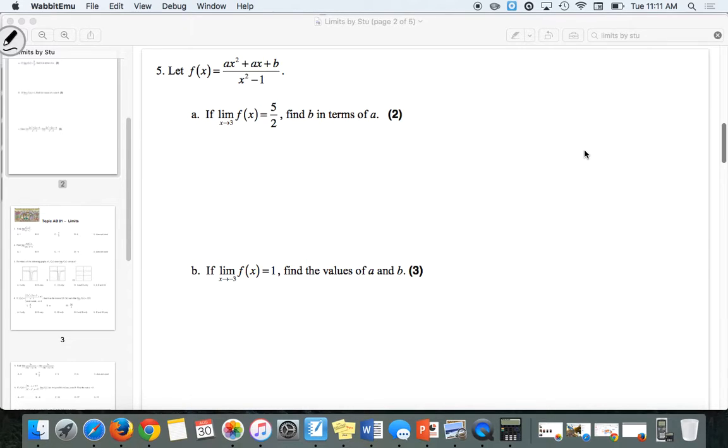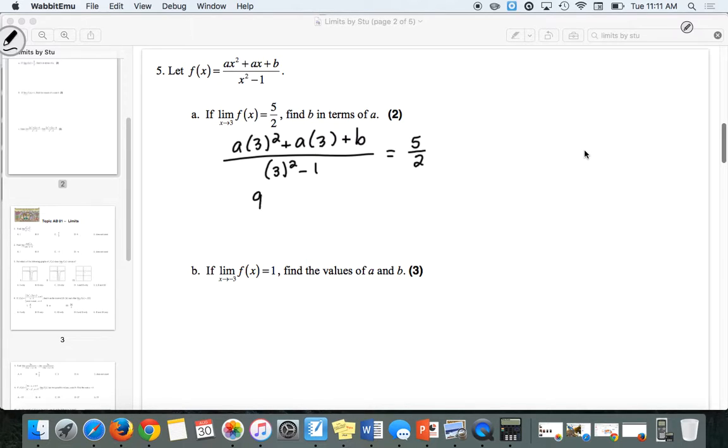All right, so we have the limit as x goes to 3 of f of x equals 5 over 2. Can you plug in 3? Do you get 0 in the denominator? Nope. So plug in 3. So I have a times 3 squared plus a times 3 plus b all over 3 squared minus 1. And this is all going to equal 5 over 2.